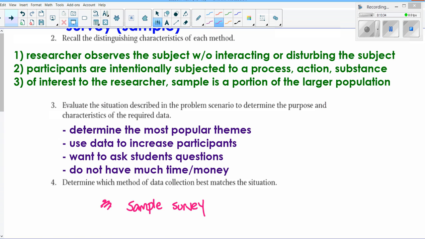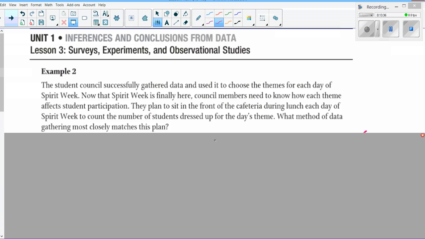Okay, so now let's talk about the next couple examples, and we're going to see which ones these fit for gathering data. Example 2 says, the Student Council successfully gathered data and used it to choose the themes for each day of Spirit Week. But now that Spirit Week is finally here, the council members need to know how each theme affects student participation. So meaning, did it actually increase or did it decrease participation? Or did it stay the same?